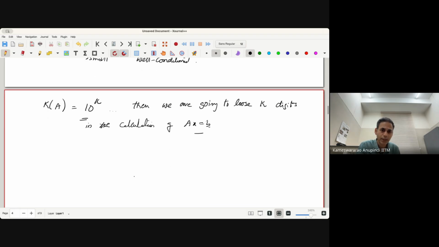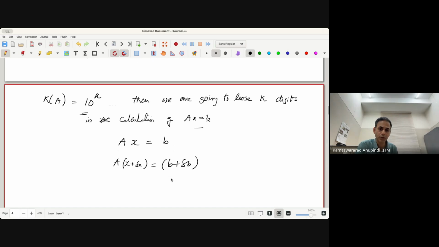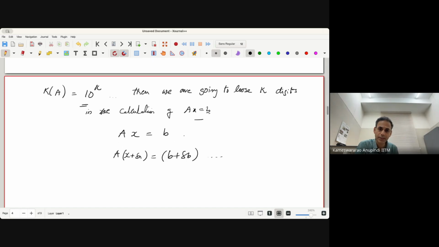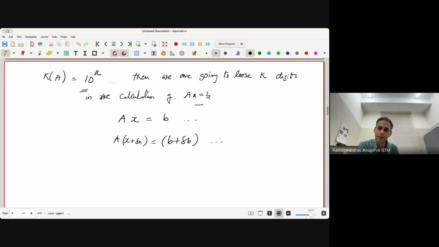So let us look at perturbation of the equation. So we said A times X equals B. This is the equation we want to solve. Now let me perturb the right hand side a little bit. Let me write it as B plus delta B. Let me call the new solution A times X plus delta X, which is the new solution that we would obtain if we were to solve for B plus delta B. Okay, so this is the initial solution. This is the perturbed thing. This is the original system, and this is the perturbed system.